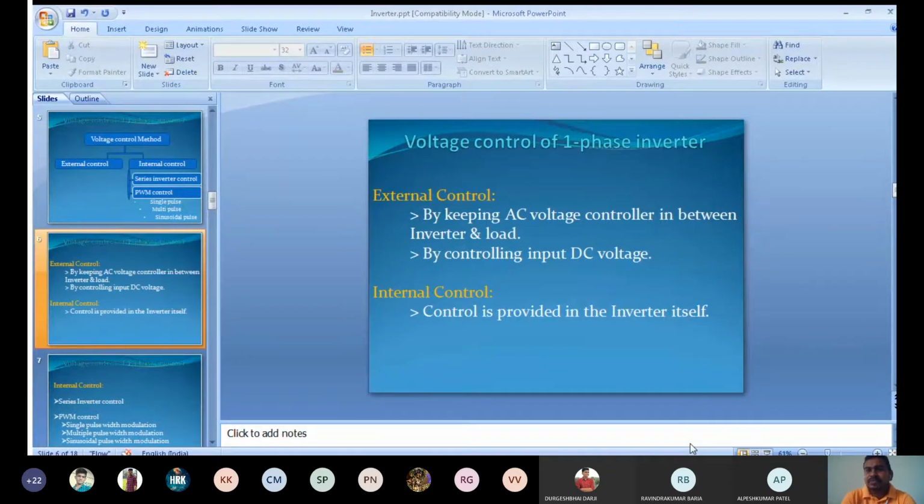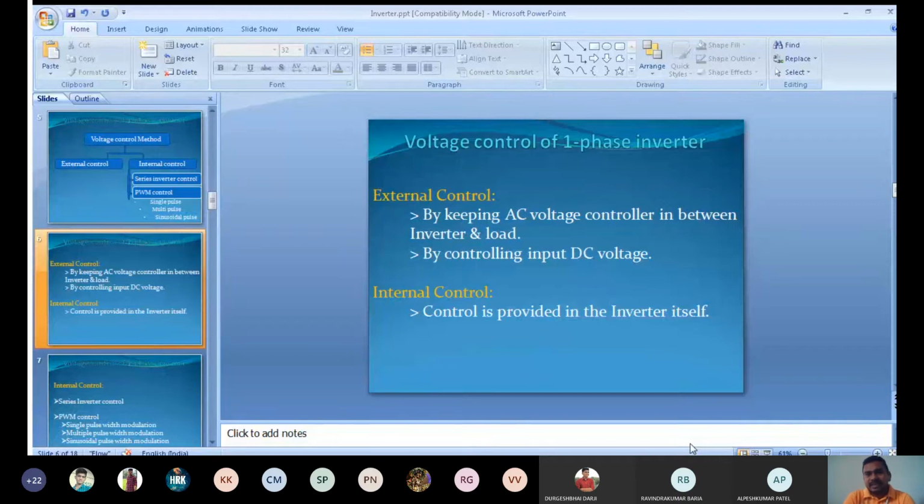Or by controlling the input DC voltage. So we can make external control by two things. Once we are putting the AC voltage controller in between inverter and load, we are controlling the output voltage by using the AC voltage controller. And the second thing is we are controlling the input DC voltage. We have to adjust the input DC voltage as per our requirement of the output AC voltage. So in these two manners we can control the output voltage by the external control method.